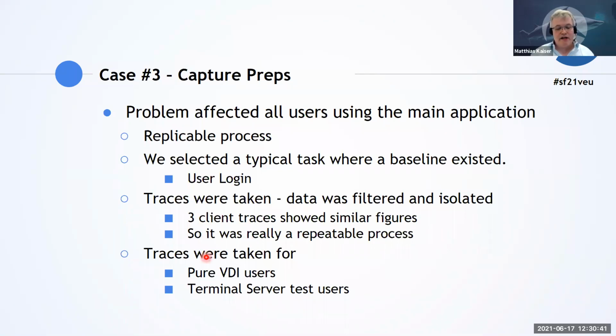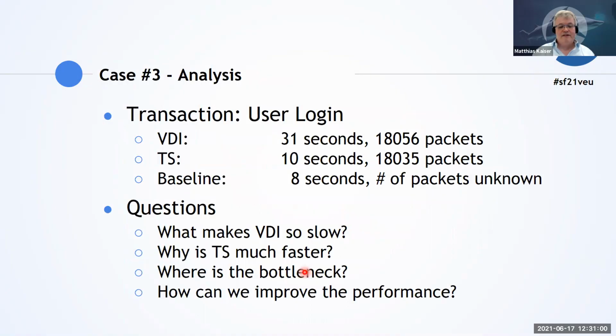And so we took traces for VDI users and for the temporary terminal server users, just for the sake of comparison. Now, there is one trace file for VDI, one sample one, and one for the terminal server. And we'll do the analysis right now.